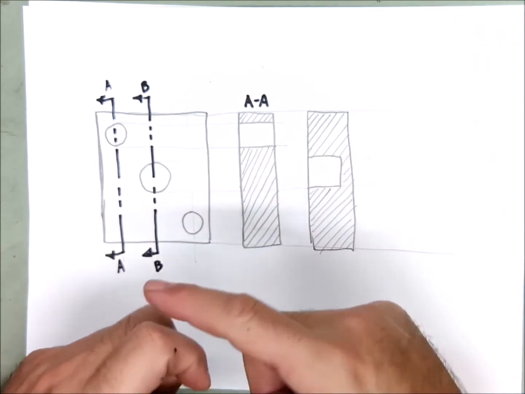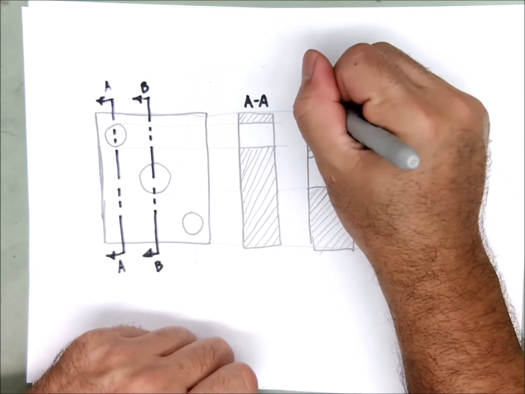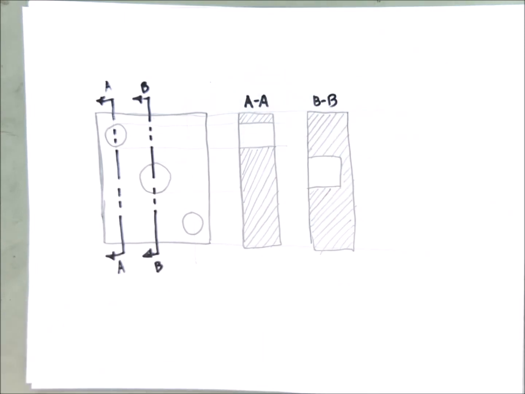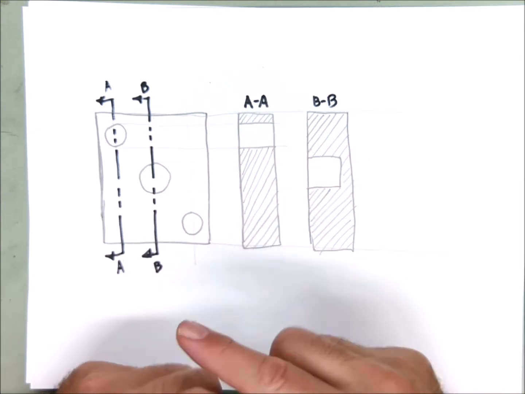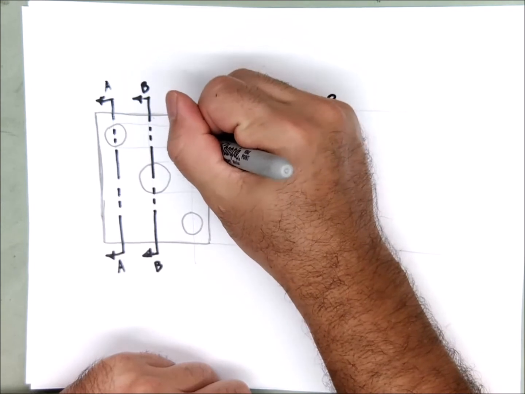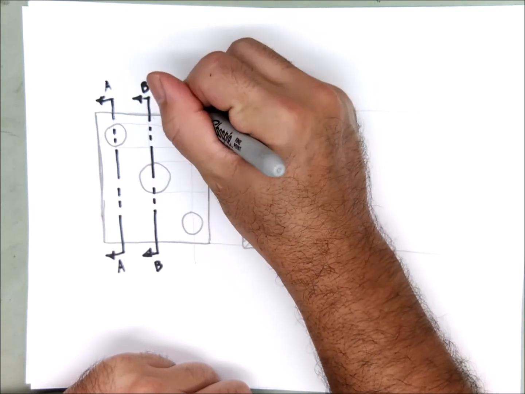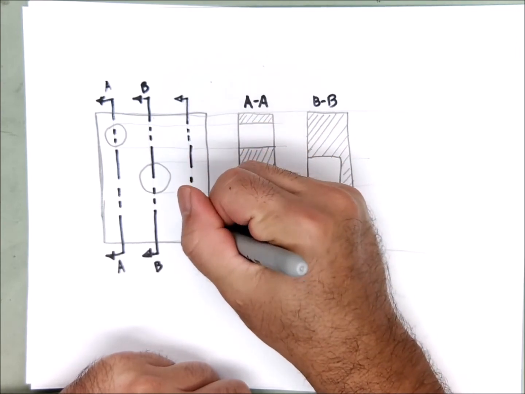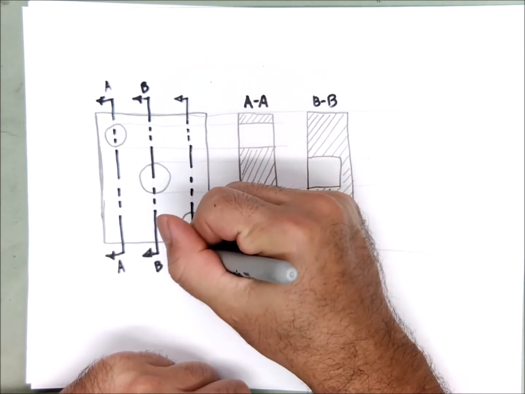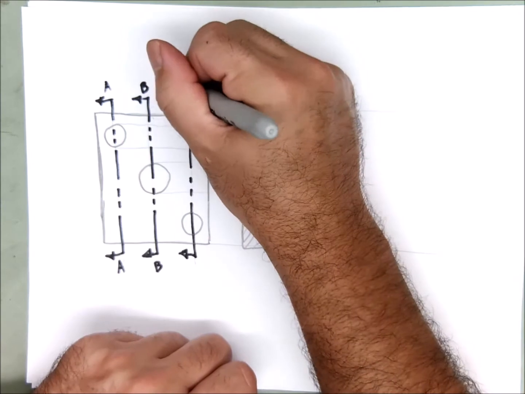I'll put our little tag on there, and we'll say this is section BB. Very good. Well, you understand what the problem is. We got our last hole, and we haven't revealed anything about it. So I'm going to create a third cutting plane line. Nice and heavy with our pattern. Long to short, bend at the end.